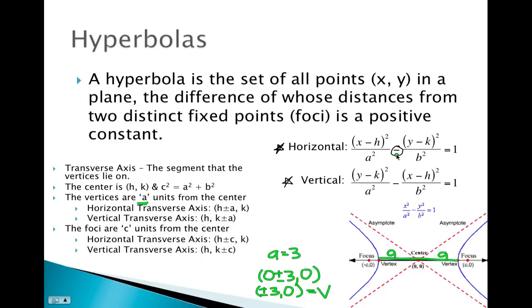One is that you've got a negative sign here instead of a positive, so you're subtracting the two fractions instead of adding them. And c squared is the sum of a squared plus b squared, whereas in the ellipse it was the difference. It was a squared minus b squared. So those are your two main differences with hyperbolas and ellipses. Okay, so now let's move on to the next slide.